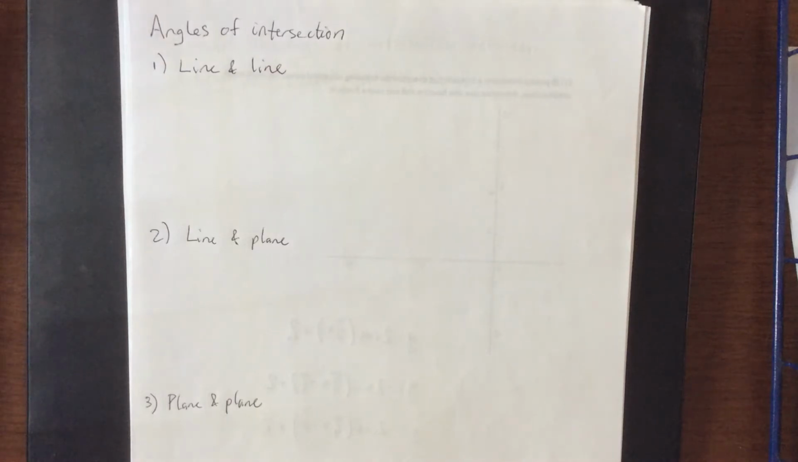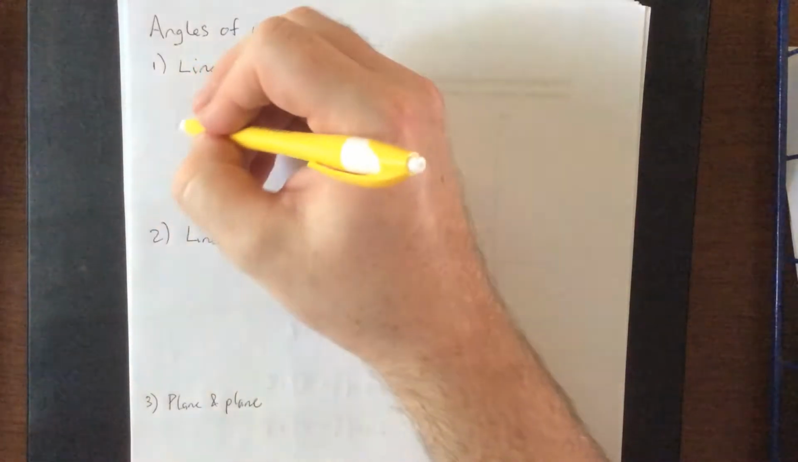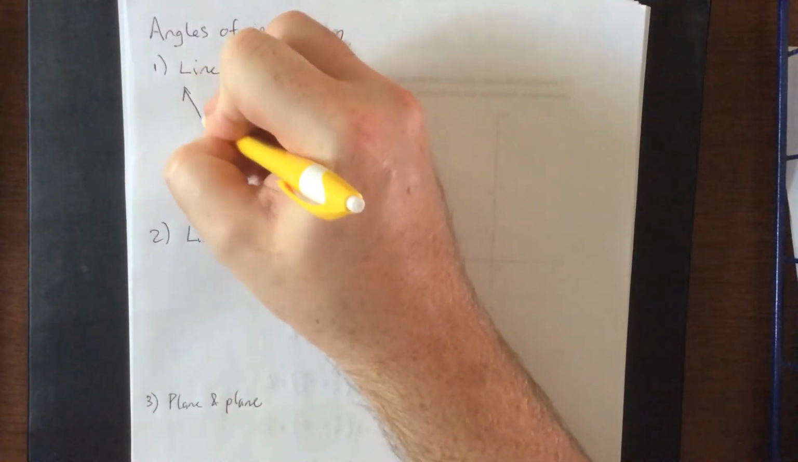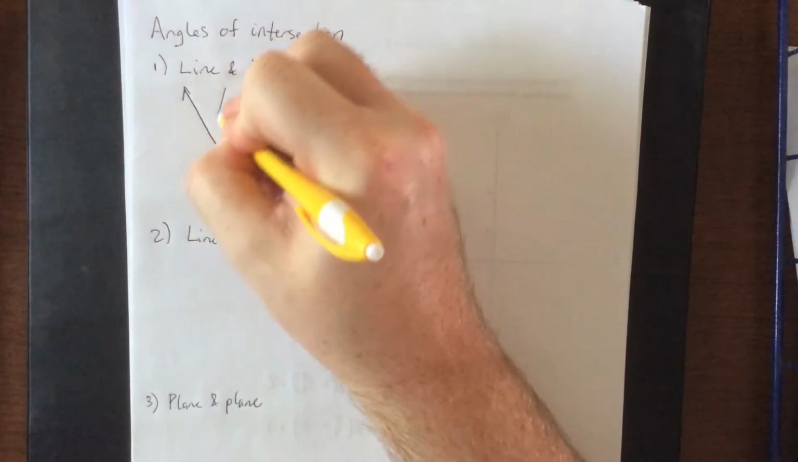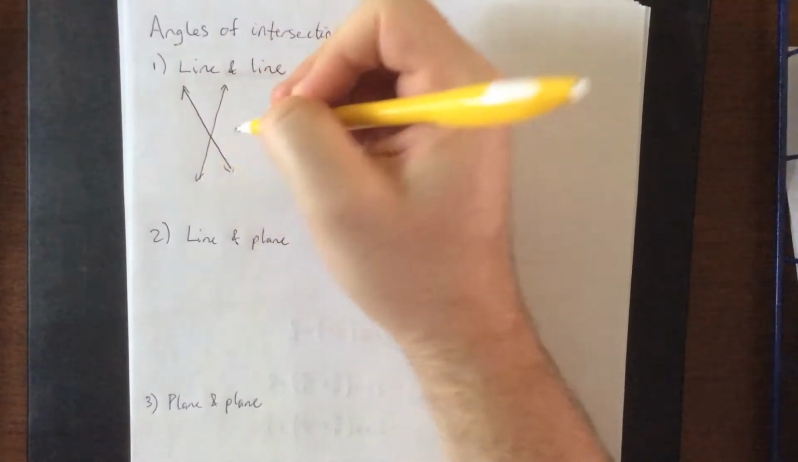Now there is one last interesting topic, which is going to be angles of intersection. So given that we've already talked about lines as well as planes, suppose that we have two of them intersecting each other and we're interested in finding the angle of intersection. Now with that in mind, suppose that we have a line and another line that happen to intersect each other.